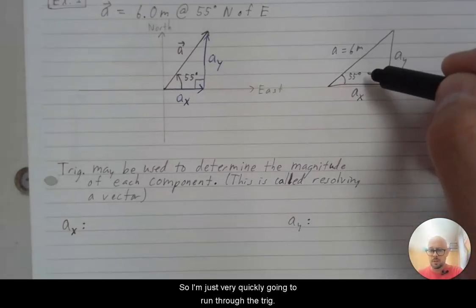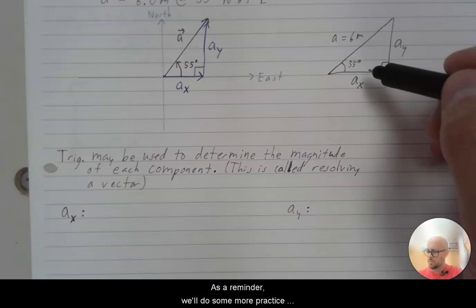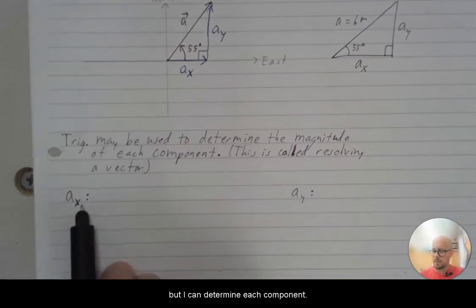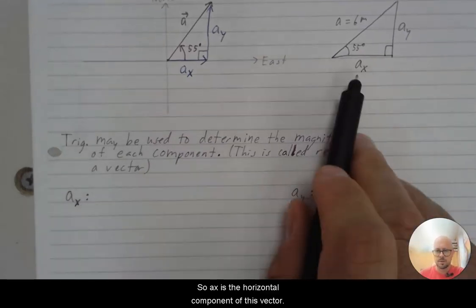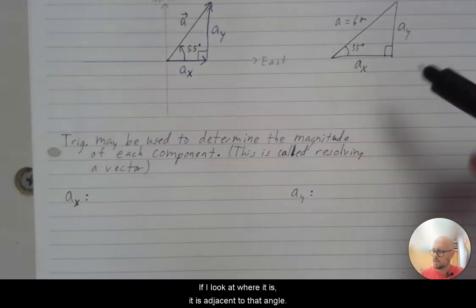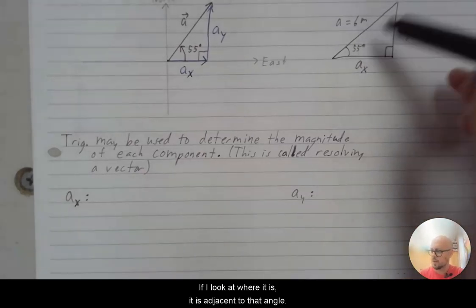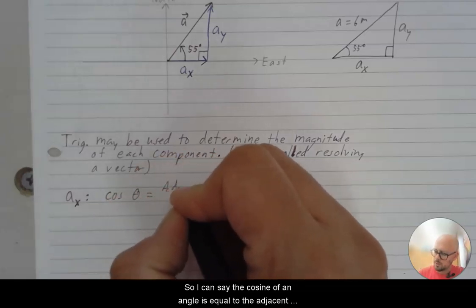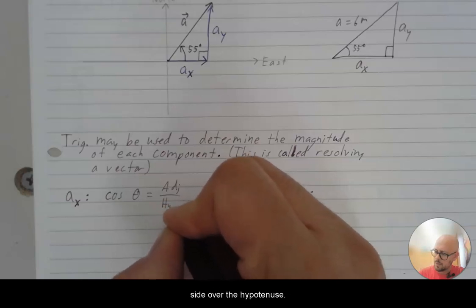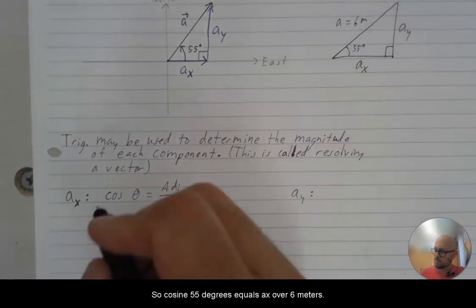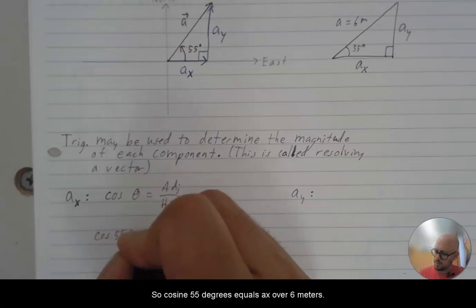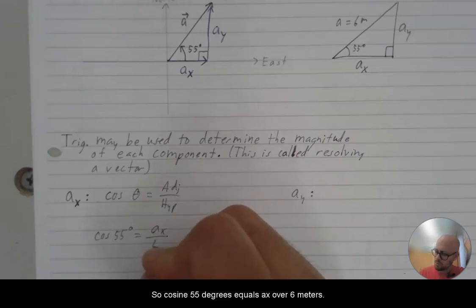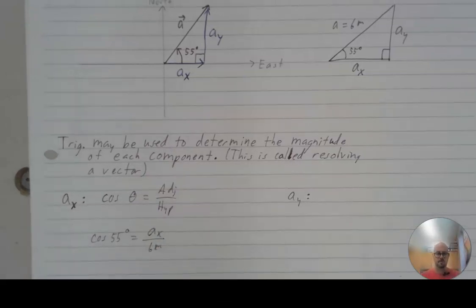I'm just very quickly going to run through the trig as a reminder. We'll do some more practice in class, and you can ask me questions. But I can determine each component. AX is the horizontal component of this vector, adjacent to that angle. So I can say the cosine of an angle is equal to the adjacent side over the hypotenuse. So cosine 55 degrees equals AX over 6 meters.